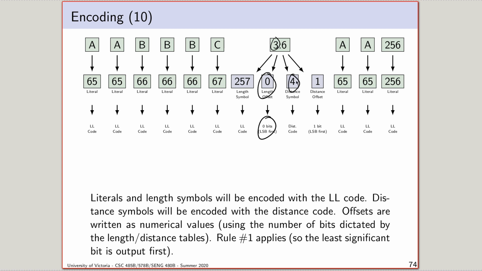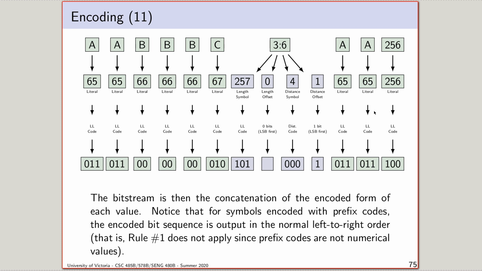Distance symbol 4 is the one I use for the distance 6, and the distance offset is 1, and I store it in 1 bit. And we'll notice these are numbers. Offsets are numbers, and so rule number 1 applies. We must output the least significant bit first. And then these three things are literals. So we get this. And this is why I gave those bogus codes. So just in case you're wondering where these bit sequences come from, these are just taken out of this arbitrary code I provided for perspective. We'll see examples of actual codes later.